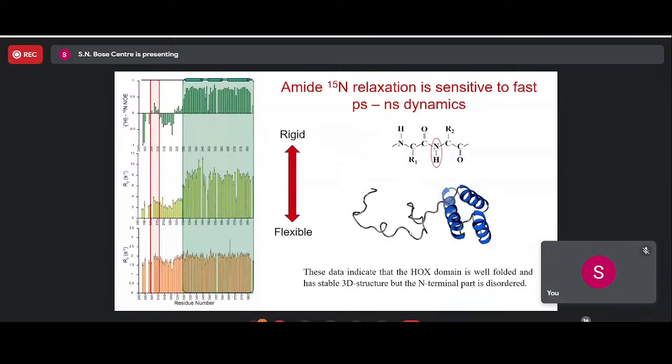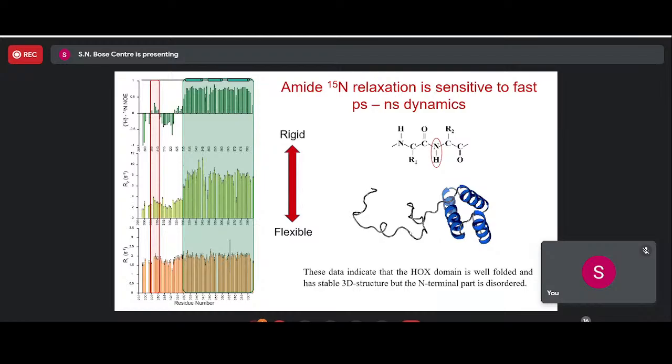Okay, so this R1, R2, and NOE are actually experimental parameters, something that we can measure by experiment. But it turns out that these parameters are highly sensitive to this fast timescale motion. So what we are looking at using this is the NH bond vector.